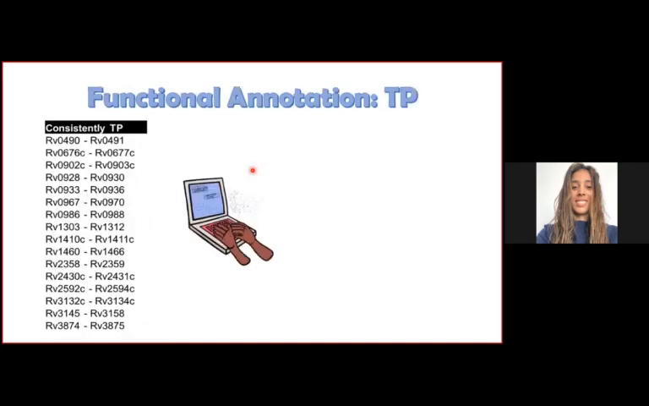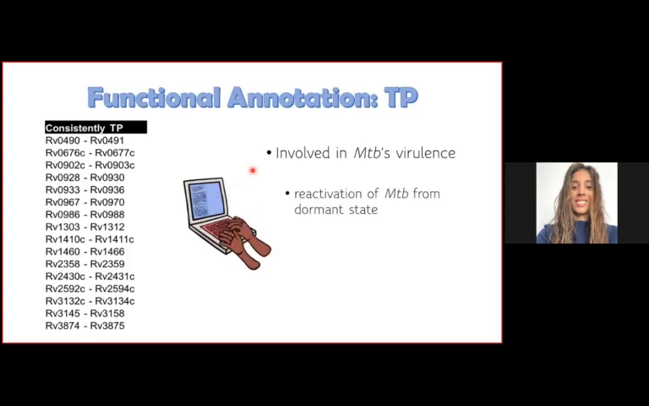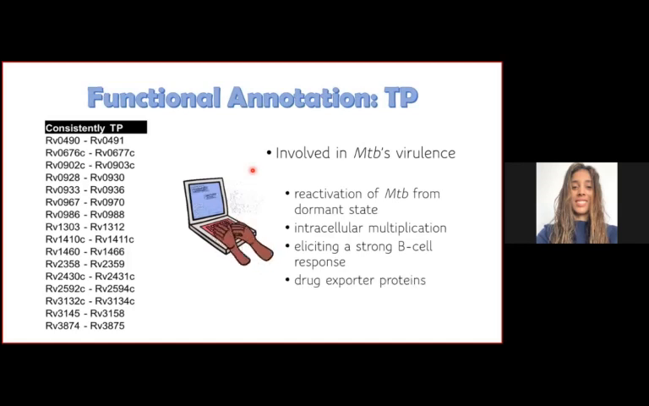Then if we go back to what I previously stated, we looked at true positives across the 64 strains. They were always called exactly the same as in literature. Why? When we did analysis on them, they were all operons that were involved in virulence. So that was obviously not surprising. Things such as reactivating MTB from its dormant state, intracellular multiplication, obviously immune response, and drug exporter proteins, not surprising.